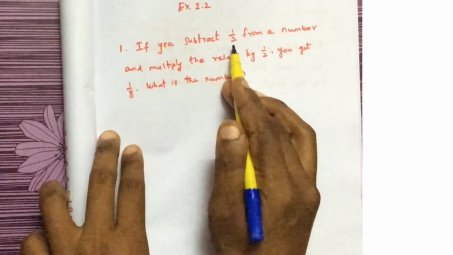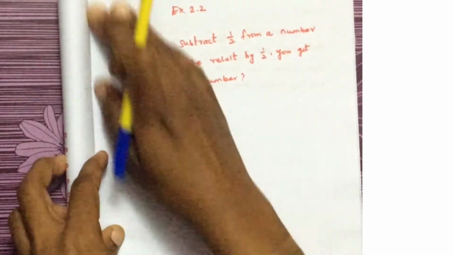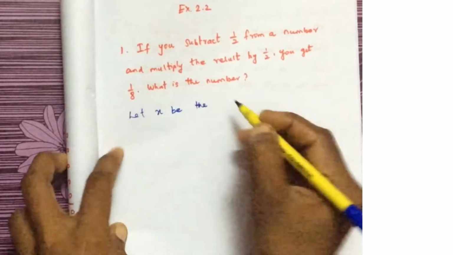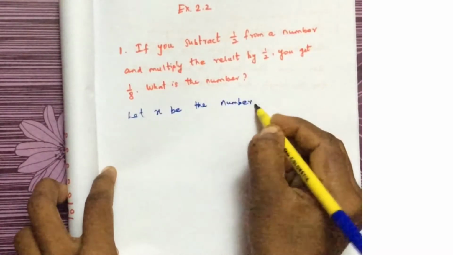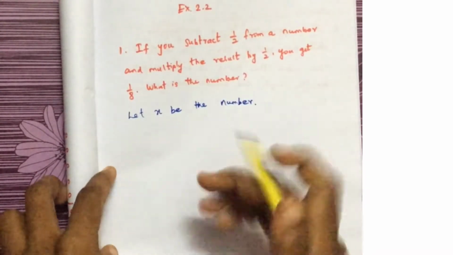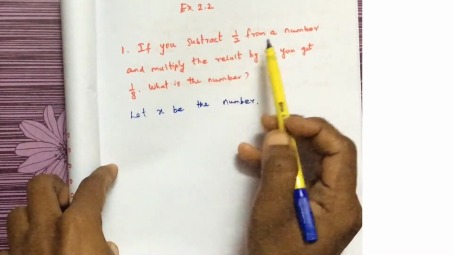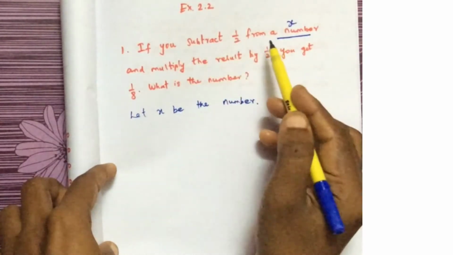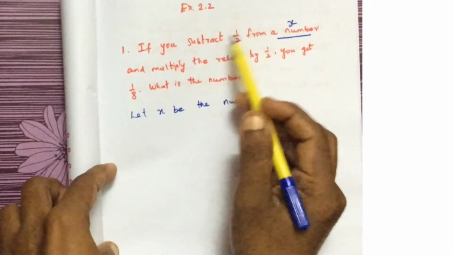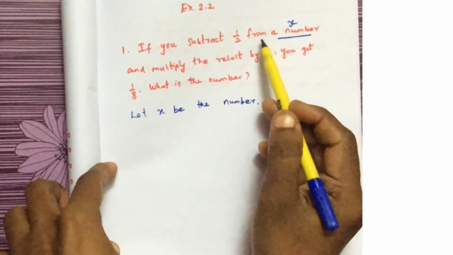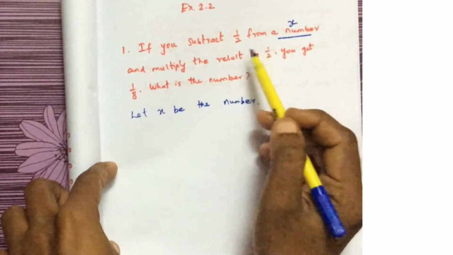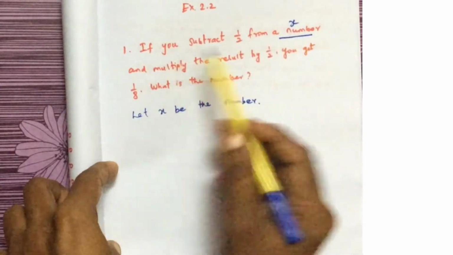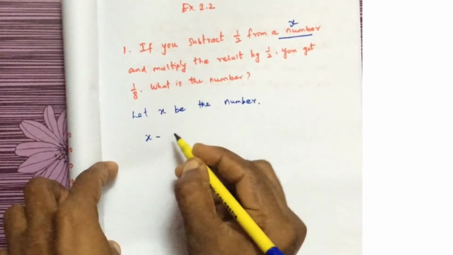If you subtract 1 by 2 from a number. So first let me assume, let x be the number. If you subtract 1 by 2 from a number, now this number is x, so I am subtracting 1 by 2 from x. While doing subtraction, whatever is coming after "from" should be the first number. So x minus 1 by 2.